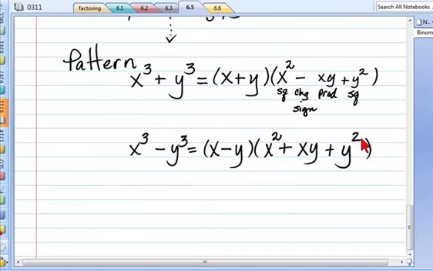Now, if you just look at this pattern up here and look at the second pattern, at least for me, it's a big jumble of signs and letters. And I'm like, oh my gosh, I could never remember that. What I have to remember is how to create the binomial. Cube roots with the sign. And then the four expressions: square, change the sign, product, square. And it will always work out.